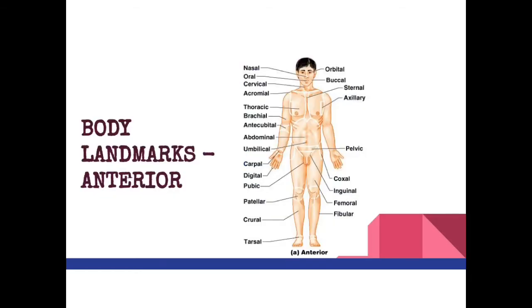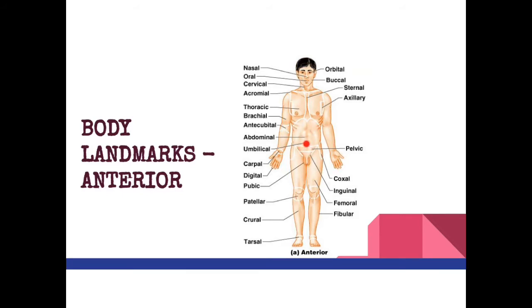So looking at these anterior body landmarks or regional terms on the diagram. Orbital would be the eye, nasal, nose, oral, mouth, buccal, cheek. Cervical, your neck. Acromial, point of the shoulder. Sternal, breastbone. Axillary would be your armpit. Thoracic, chest. Brachial, arm. Antecubital, the anterior portion of the elbow. Abdominal, the area between the ribs and the pelvis, anteriorly.